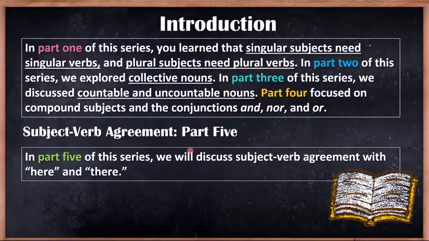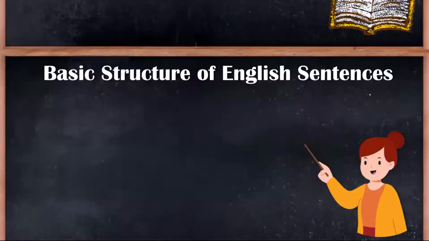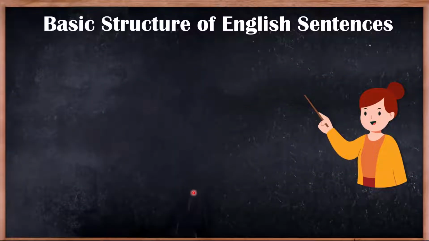So in part 5, we will discuss subject-verb agreement with here and there, especially when here and there begin a sentence. At the end of this lesson, we'll also have a quiz. So first of all, let's talk about basic English sentence structure.